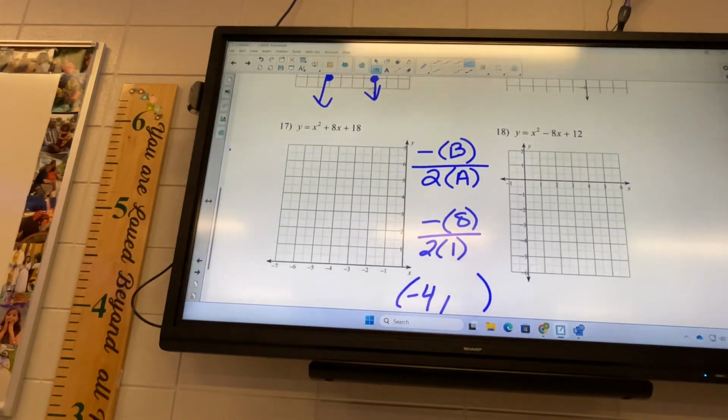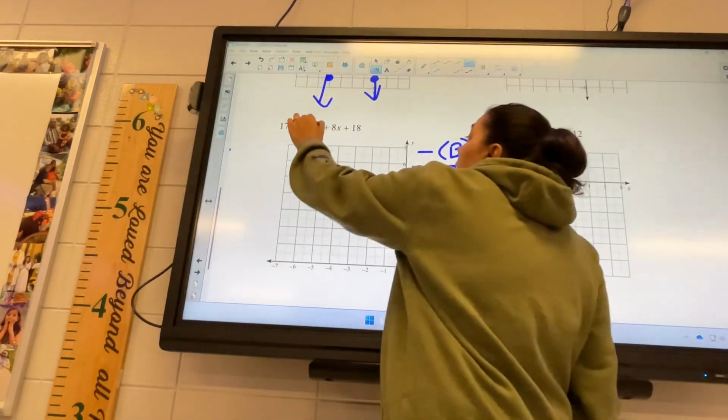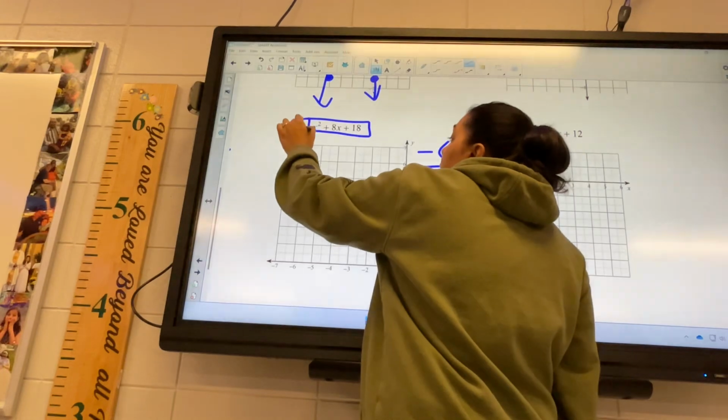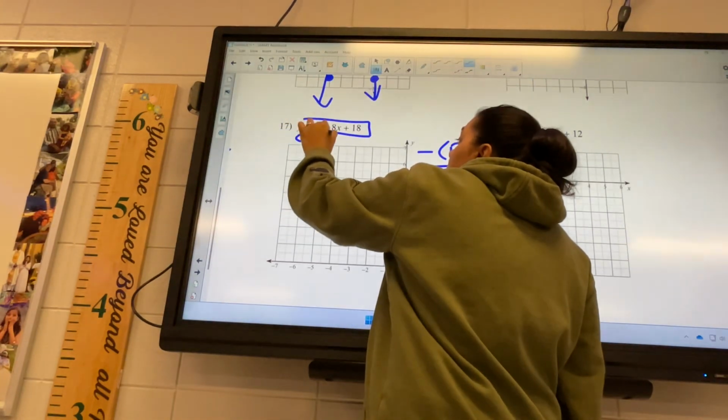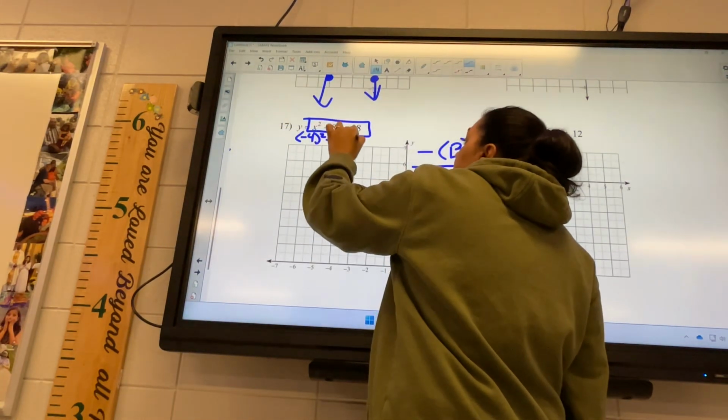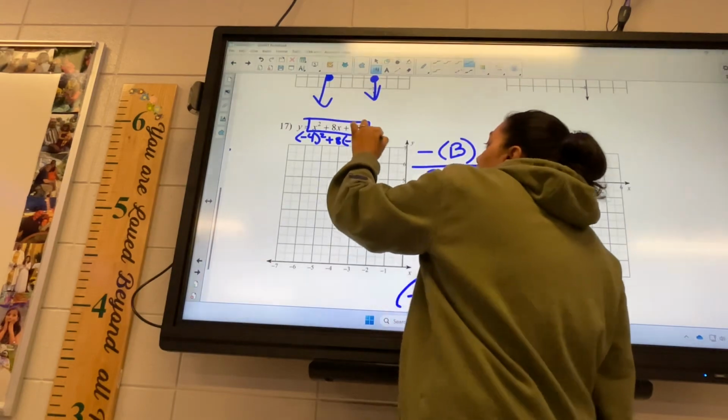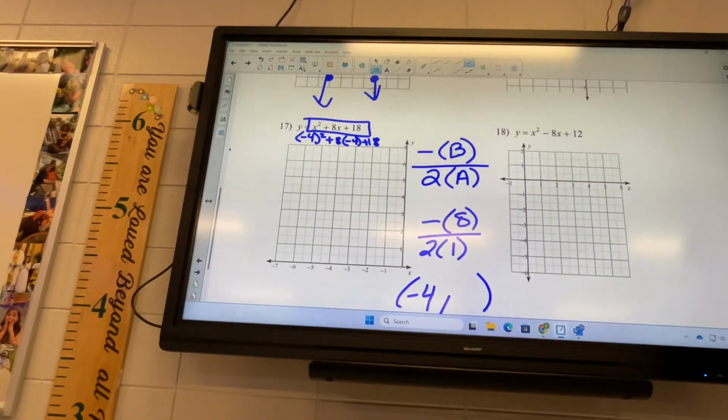Okay, then what do we do? Plug it in. So everywhere up here, where there's an x, we're going to plug in -4. It should really look like -4 squared plus 8 times -4 plus 18. We kind of talked about what's an easier way to do that. If you struggle with plugging stuff in, what's the easiest way to do that? Anybody remember?